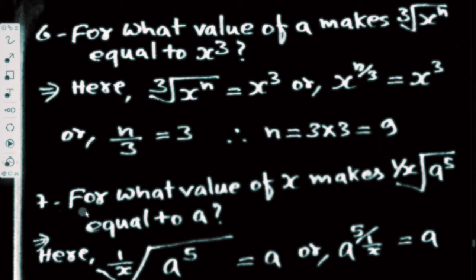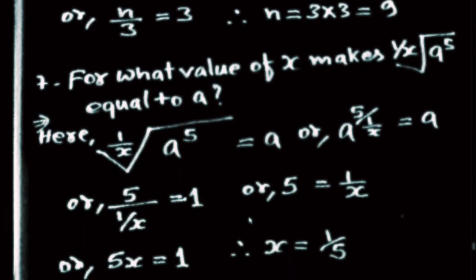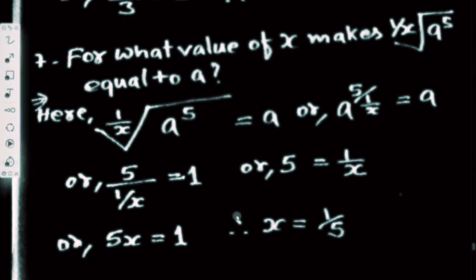Question seven: for what value of x does 1 by x root under a power 5 equal a? As per the question, the (1 by x)-th root of a power 5 equals a.